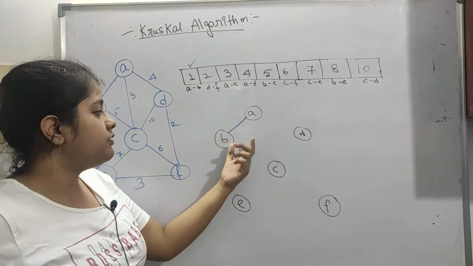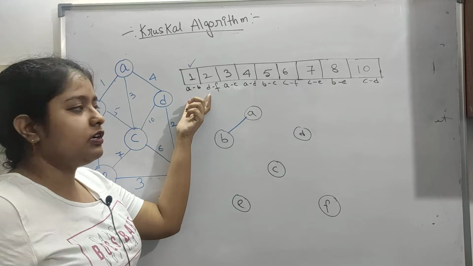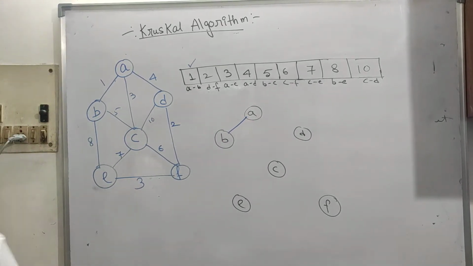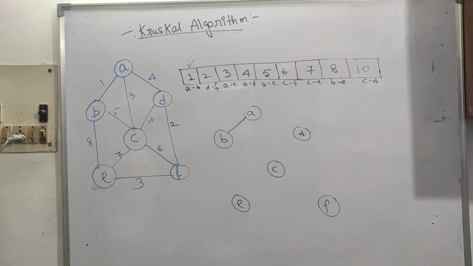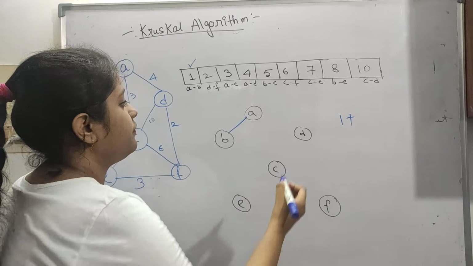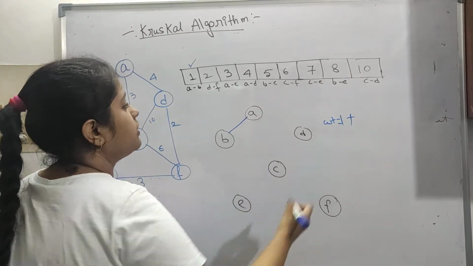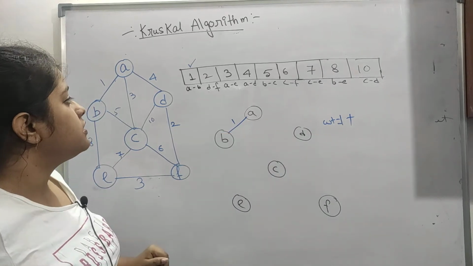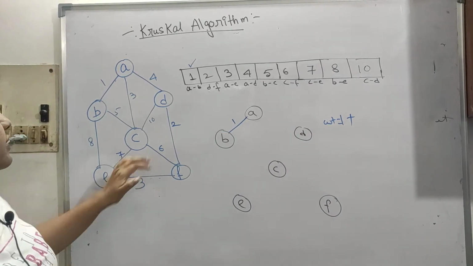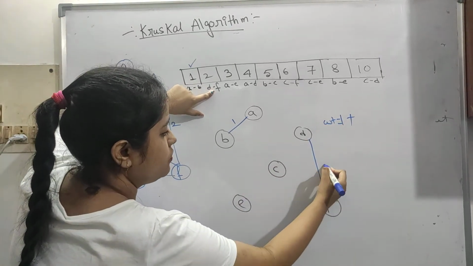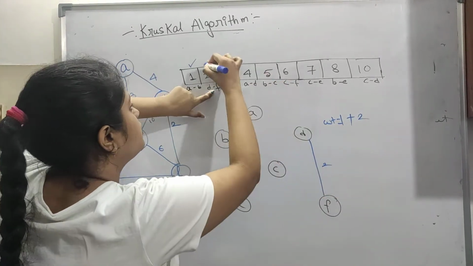See how easy it is, just AB. You have already seen this is AB, just put an edge there. So AB, the weight will be 1 plus. Now this is done, this is 1, put it here. Now 2 is present between D and F. So 2 is done.